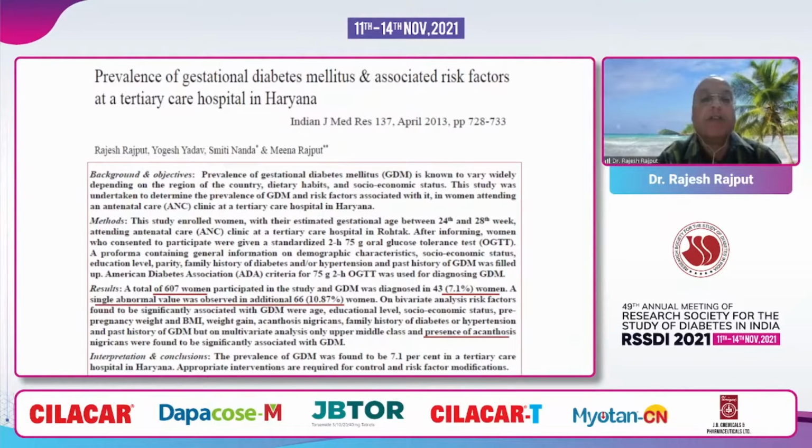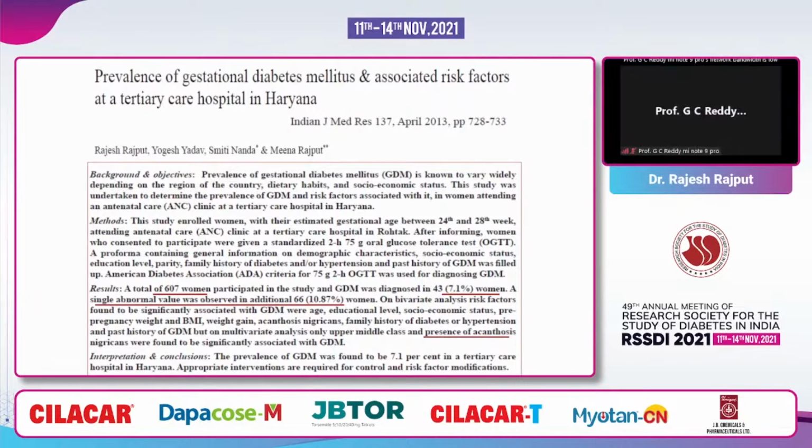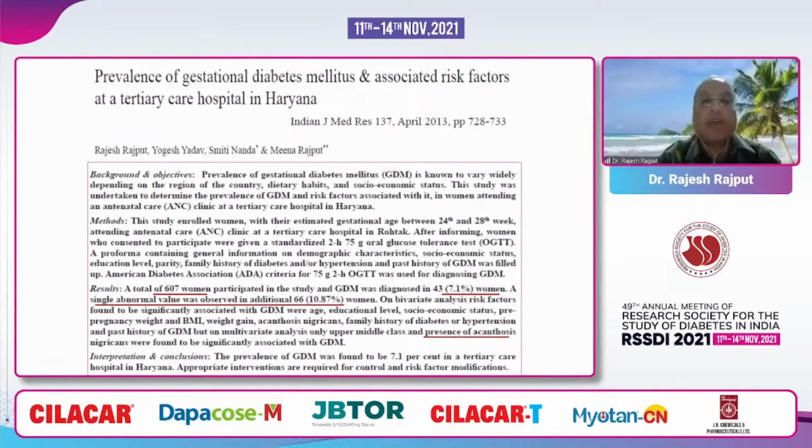And in this study, we have shown that advanced maternal age, higher educational status, lower socioeconomic status, pre-pregnancy body weight, BMI, weight gain, acanthosis nigricans, this we have shown for the first time in literature, that acanthosis nigricans, just a physical examination, gives you a clue that this lady is going to have GDM, family history of diabetes and hypertension, and past history of GDM.